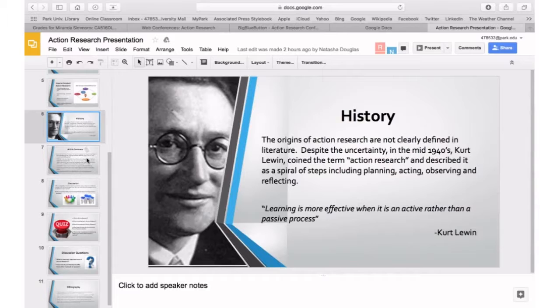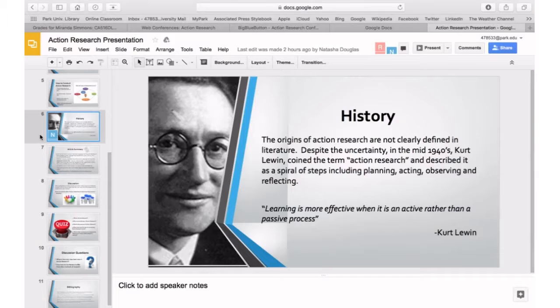All right, a little bit about the history of action research. The origins of action research are clearly not defined in literature. There are lots of different people who have contributed to it, but in the 1940s, Kurt Lewin coined the term action research, and he actually described it as a spiral of steps, including planning, acting, observing, and reflecting.